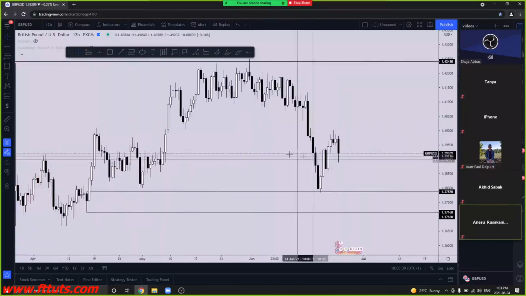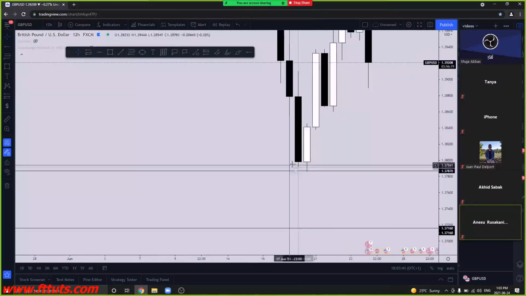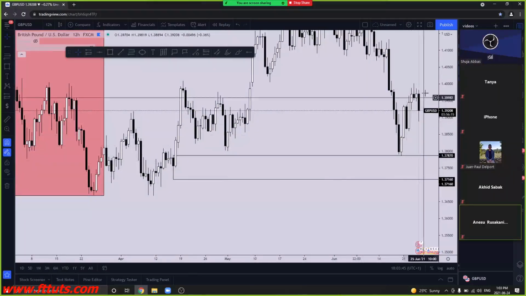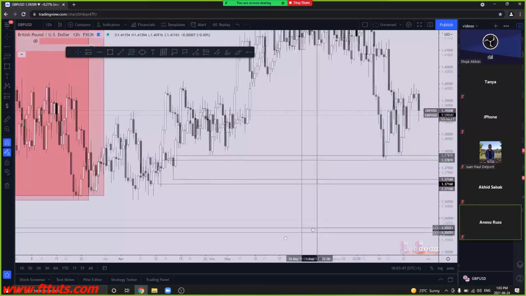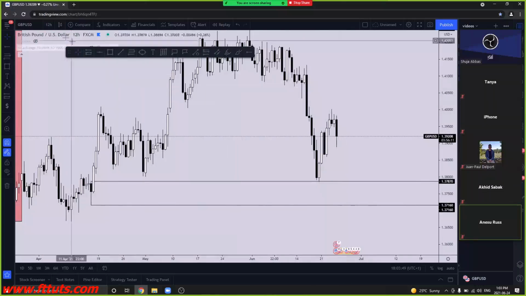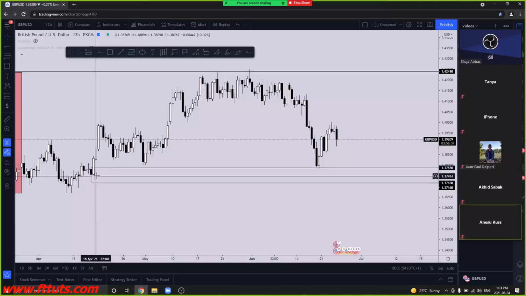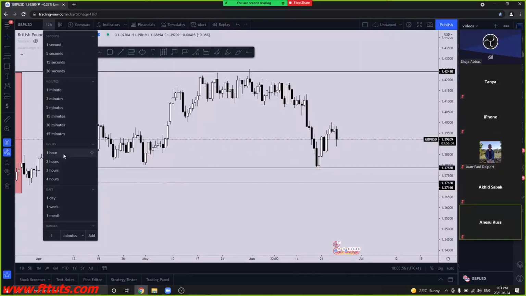So price taps in perfectly to it, and you can see that it came into the pip right here and reacted off of it. So this was the cause. The cause of this major move up was this order block, and the effect was obviously this bullish momentum. So we know that GBP USD was bullish after testing this area. So now what we're going to do is go down to the smaller time frames and evaluate the price action that happened within this zone.